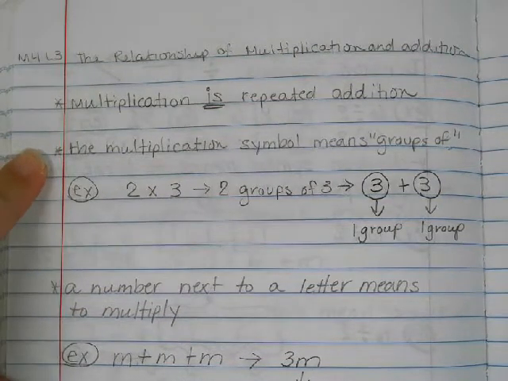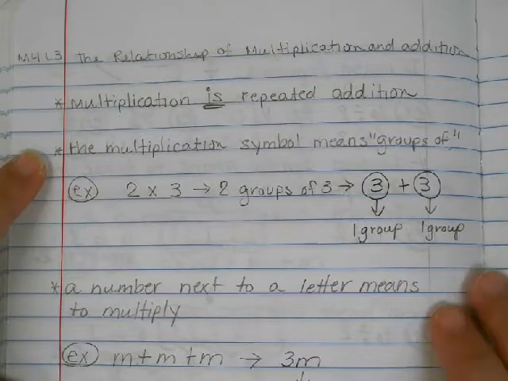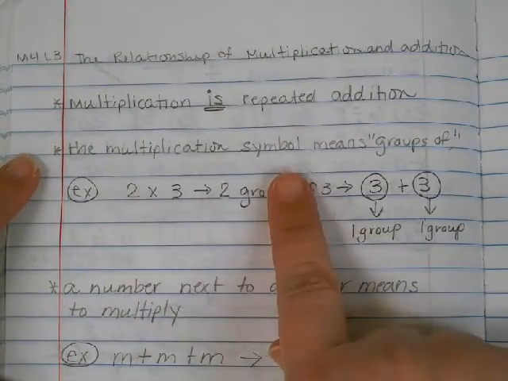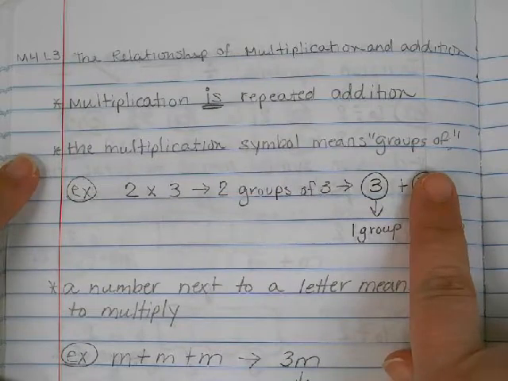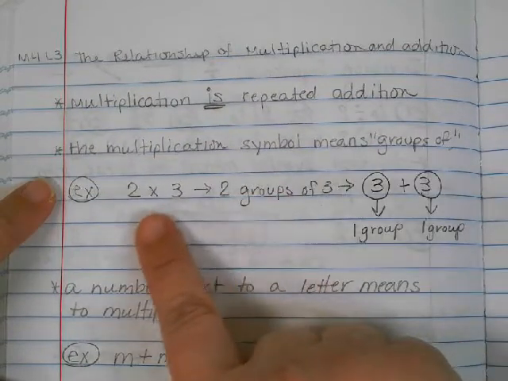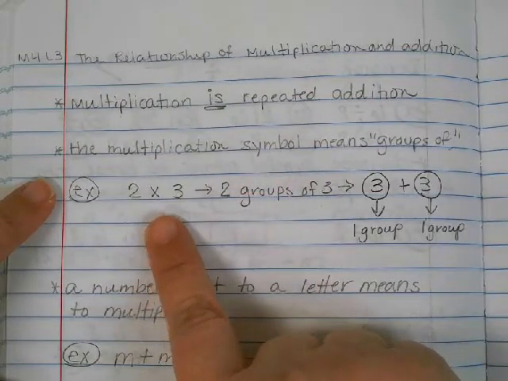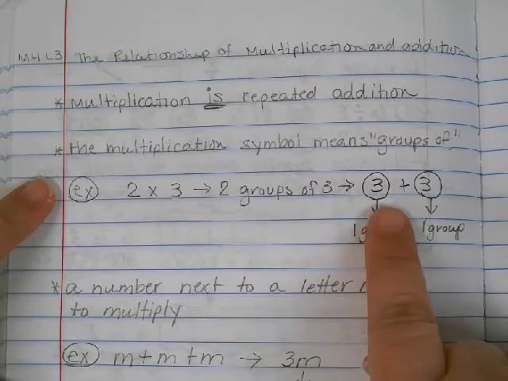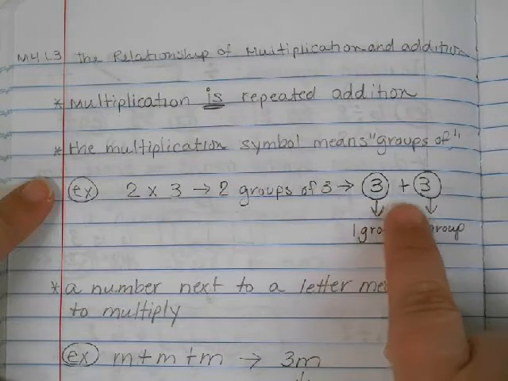The next reminder is that remember that the multiplication symbol means groups of. So for example, 2 times 3 means 2 groups of 3, and I would represent that as 3 plus 3.